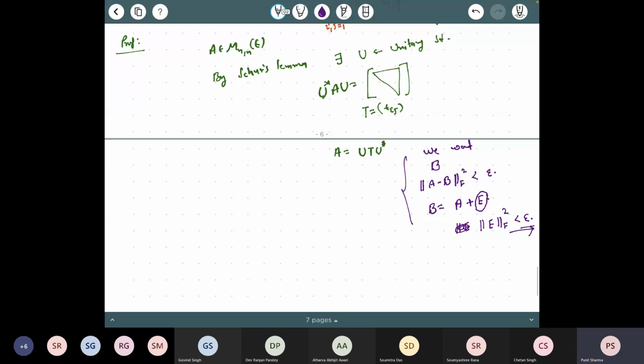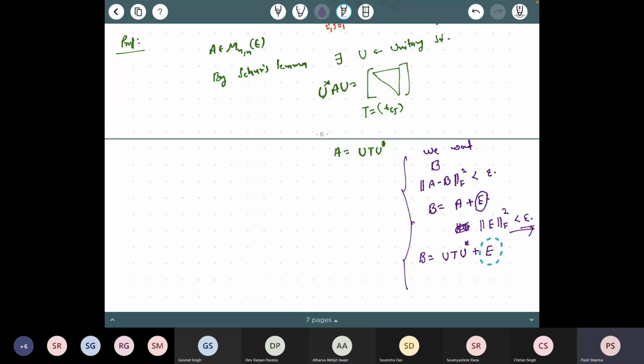So what I can do here, you see B is equal to A plus E. I don't know what this E is. I'm just giving you some idea. You tell me what I should choose. So I can write this A as U T U star, now plus E. Now can you see this? Can you get some idea how to generate this E? Some vague idea, can you give me, that I should choose this E in such a way that it satisfies certain things?